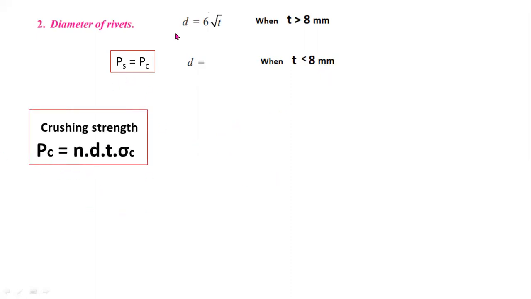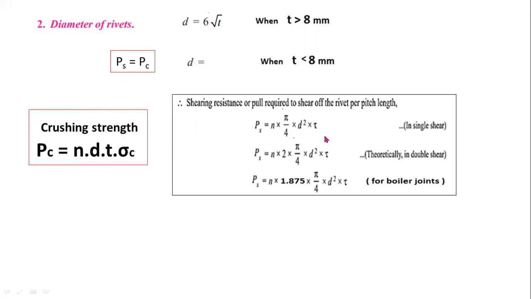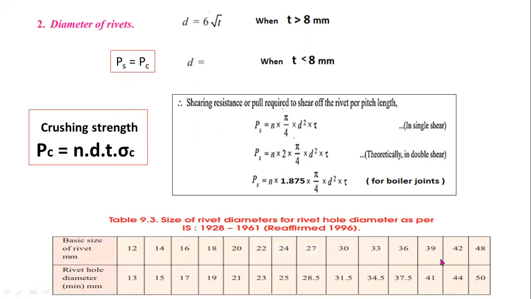This is the formula for crushing strength, and these are the formulas for shearing strength. For single shear, you have to use this formula. For double shear, you have to use these two formulas. For boiler joints, you have to use this last formula. So this is the standard dimensions table. From this table, you have to select the standard size of the rivet and rivet hole.